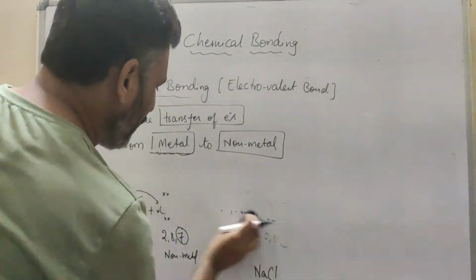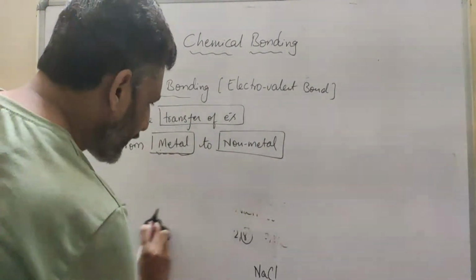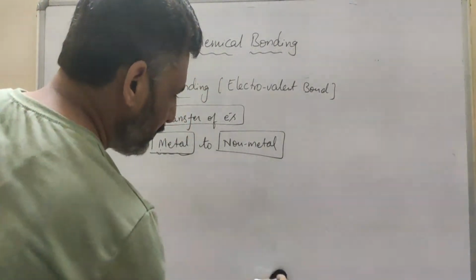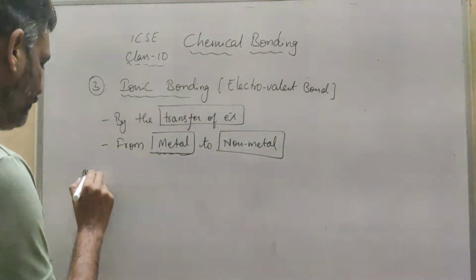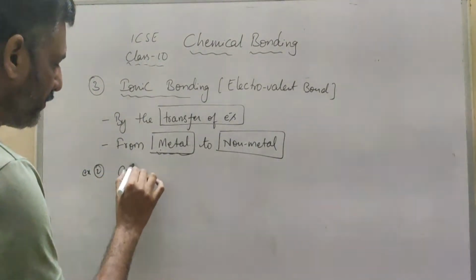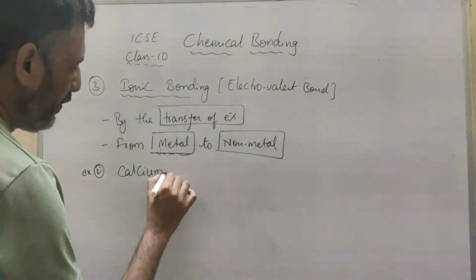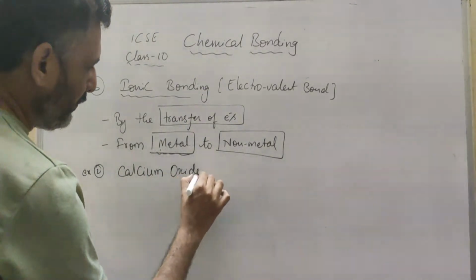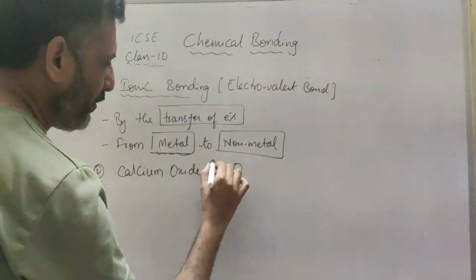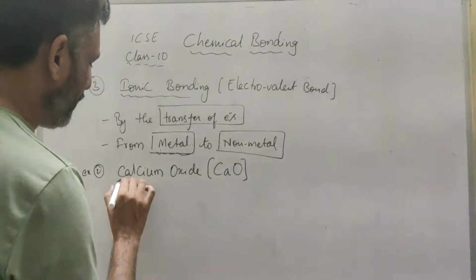Similarly, we see formation of calcium oxide. Example 2, formation of calcium oxide. We know the formula, so writing the formulas here. Calcium oxide is CaO.